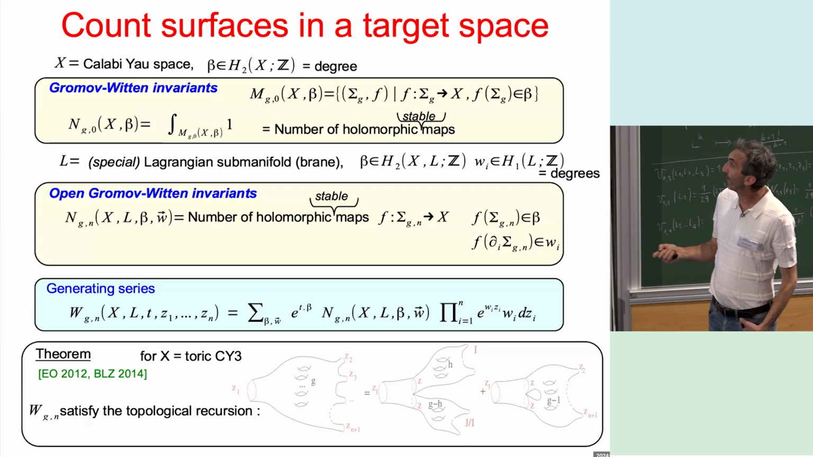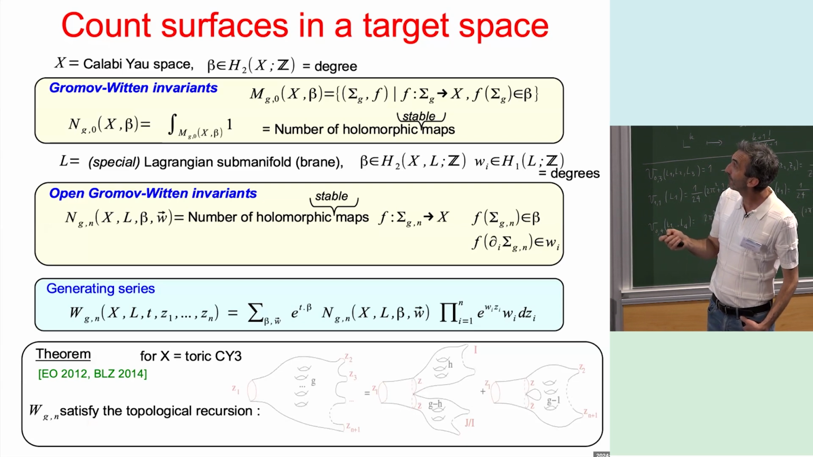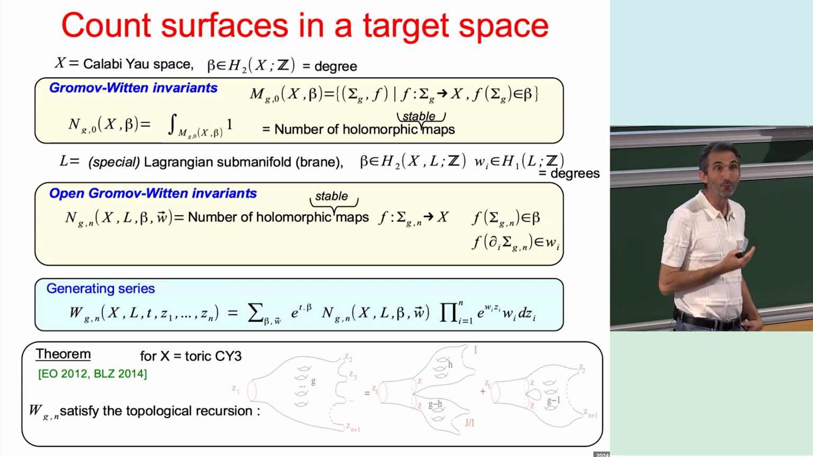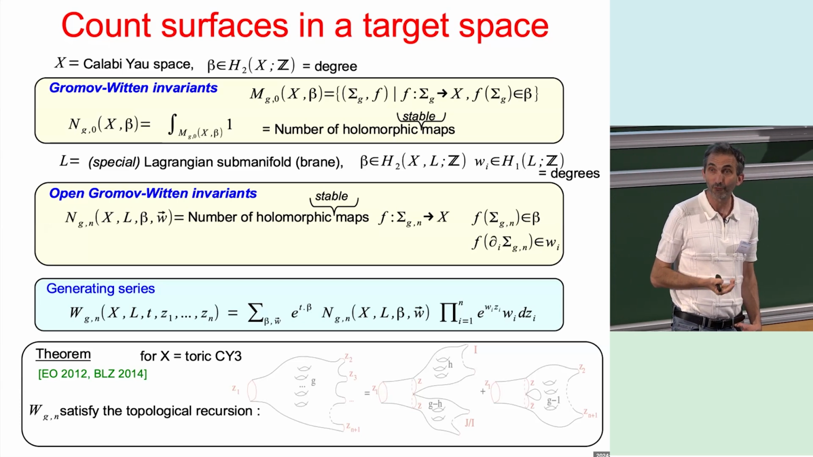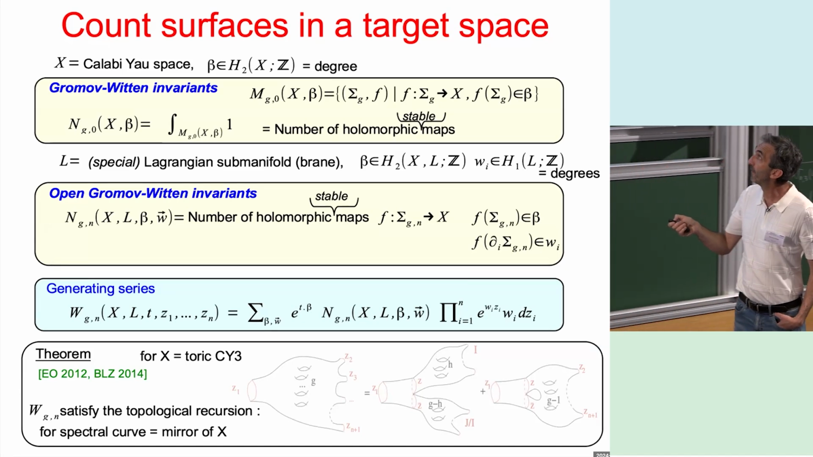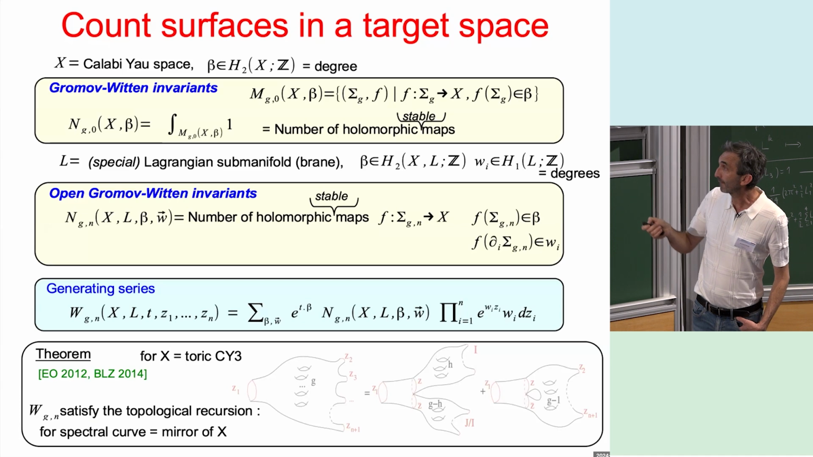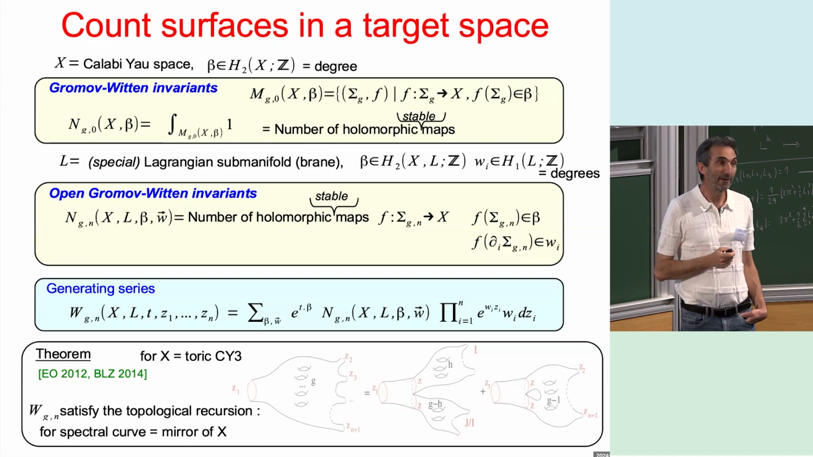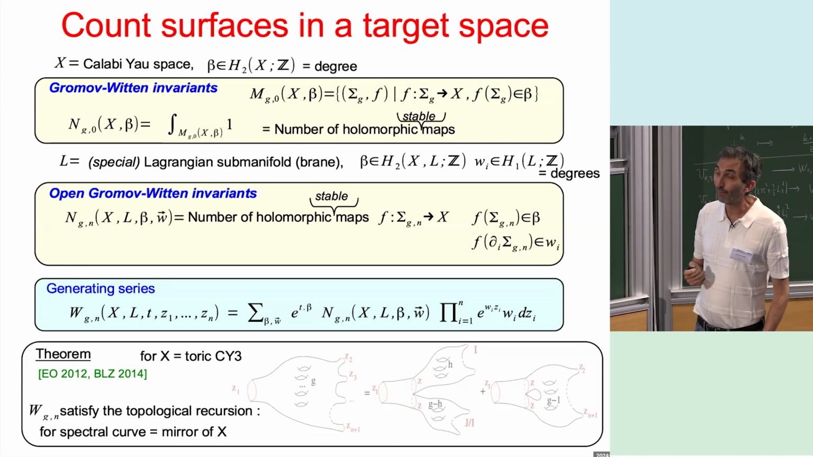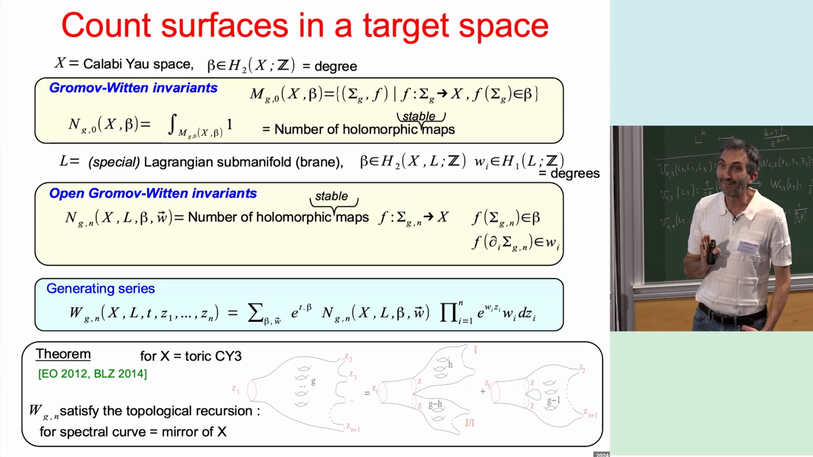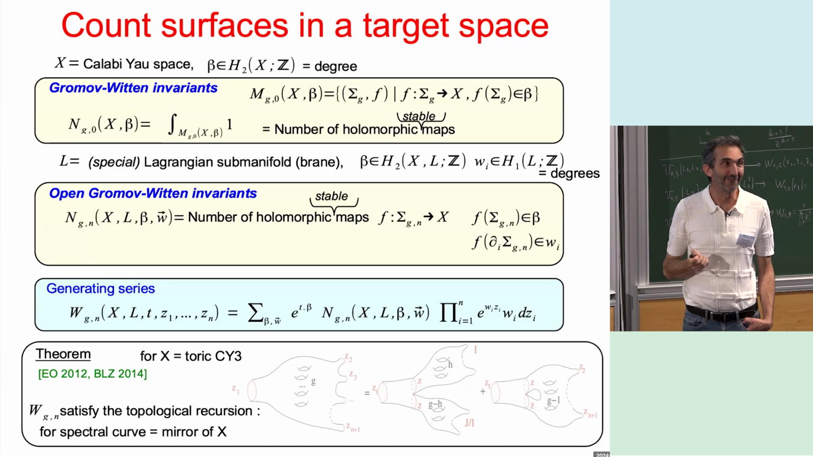So, the answer is they will satisfy the same recursion as before, but you have to know what W_{0,1} you should choose, so what spectral curve, and the spectral curve is the mirror of your Calabi-Yau manifold, X. So, in fact, this was really proved only for when X is a special kind of Calabi-Yau manifold, which is a toric Calabi-Yau manifold. In that case, this was proved. In fact, in the other cases, it's a conjecture. There is nothing that indicates that it's wrong, but it's too hard to answer at the moment.